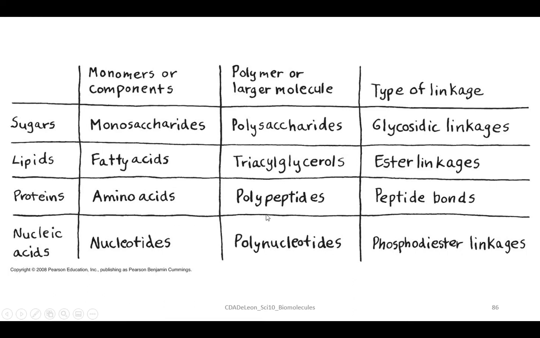Proteins have amino acids as monomers. Polymers are polypeptides and the type of linkage is peptide bonds, while nucleic acid monomers are nucleotides, while polymers are the polynucleotides, and the type of linkage is phosphodiester linkages.